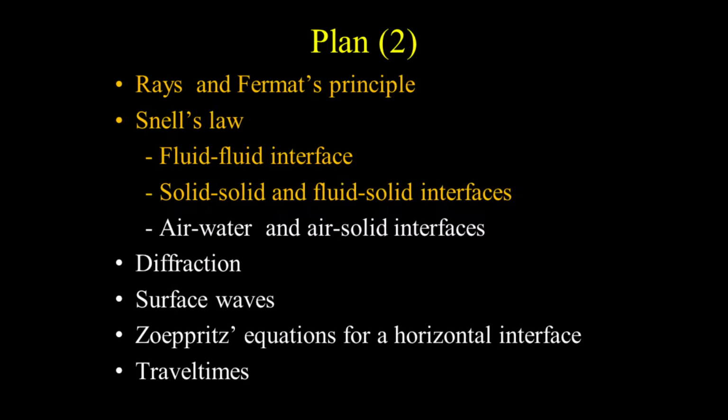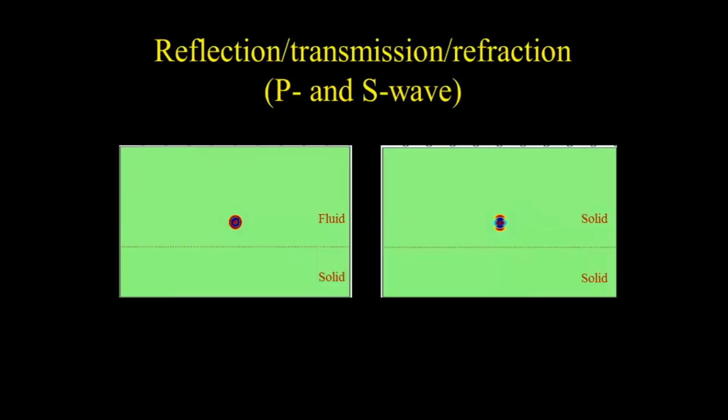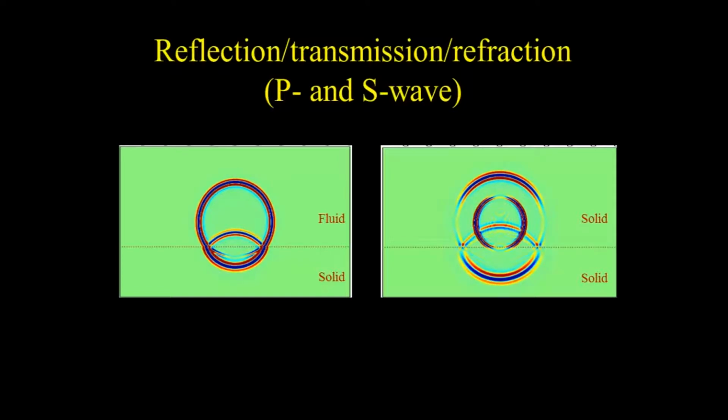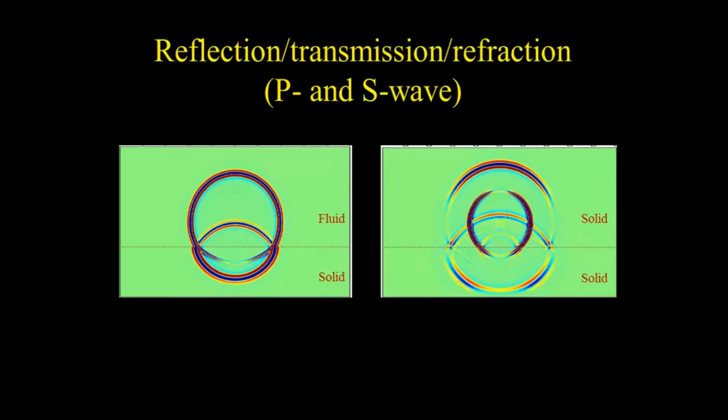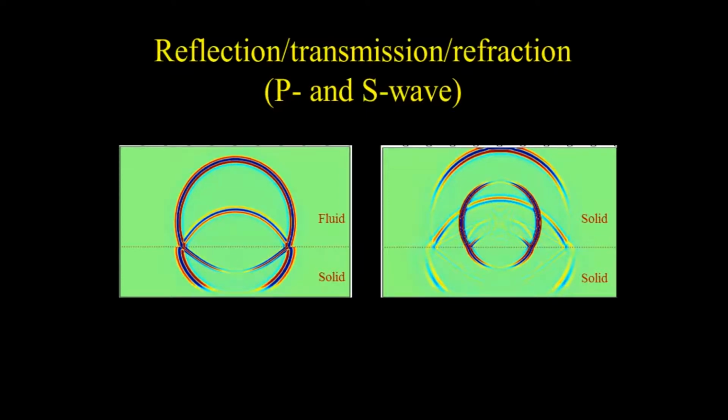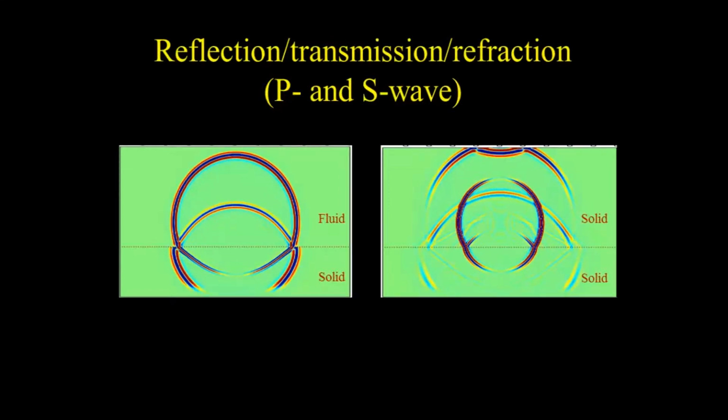Let's now move to reflections, transmissions, and refractions at the solid-solid and fluid-solid interfaces. Up to this point, we have assumed that the S-wave velocities in both half spaces are zero. In other words, these media do not support S-waves. Here, we generalize Snell's law to cases in which S-wave velocities are non-null.